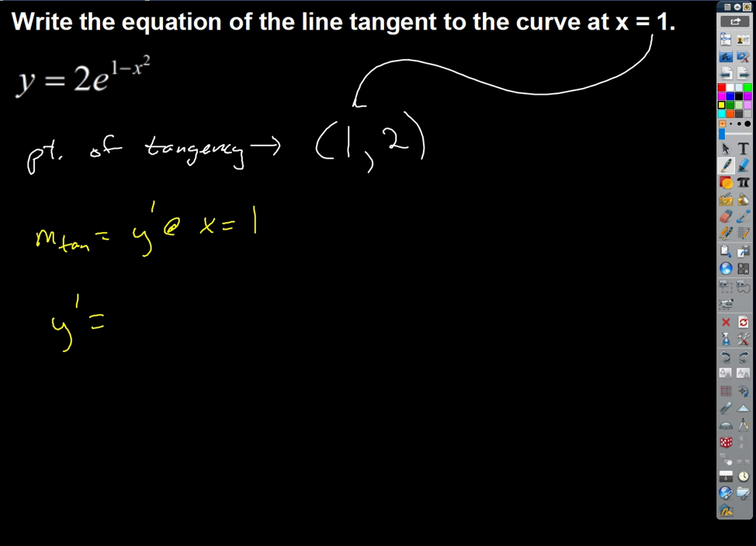So what do I do with the 2? Just leave it out front, right? Now I've got the derivative of e to the (1 minus x squared). What's the derivative of that? I've got my 2 out front. The first layer is going to be e to the (1 minus x squared), but I've got to look inside the exponential function and take the derivative of 1 minus x squared. What's that going to be?